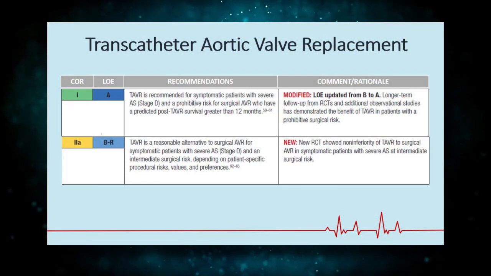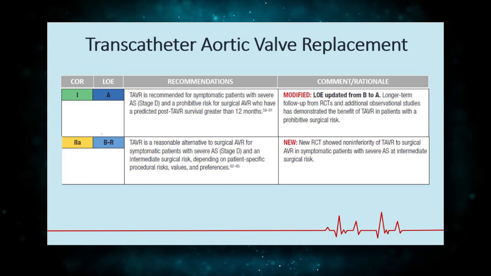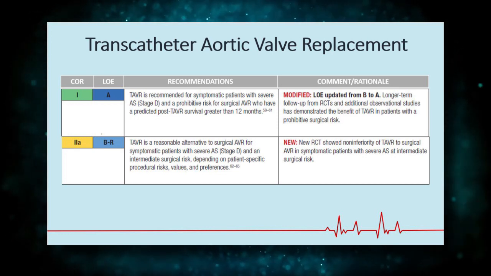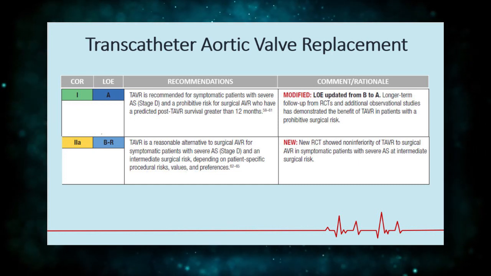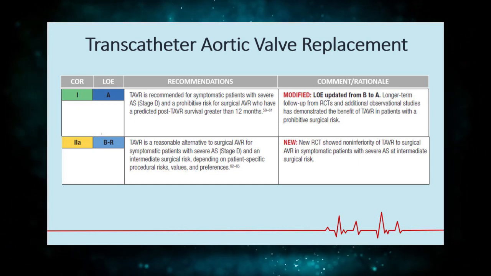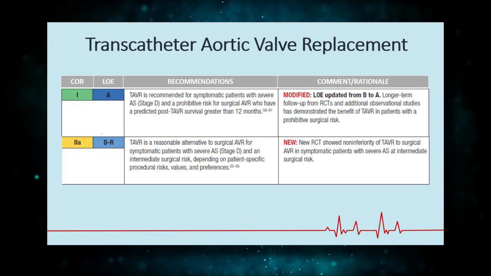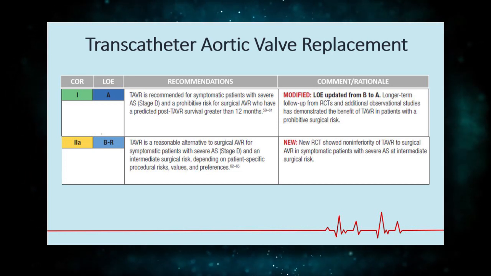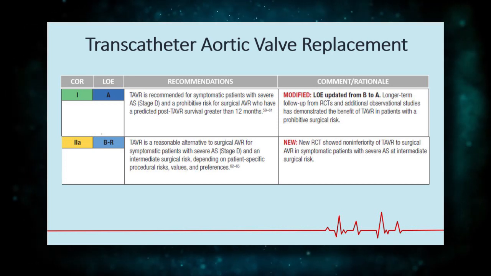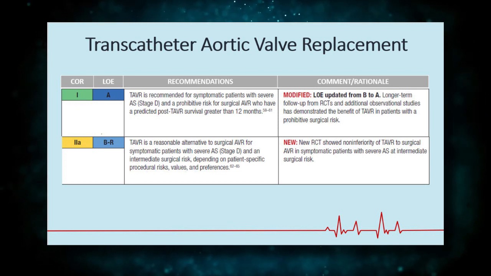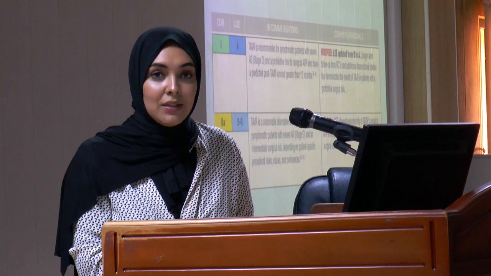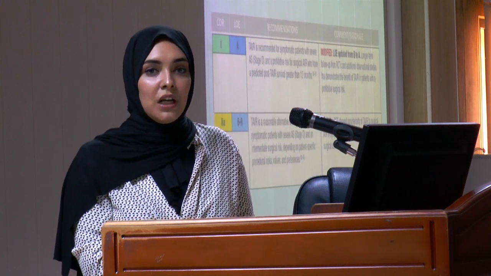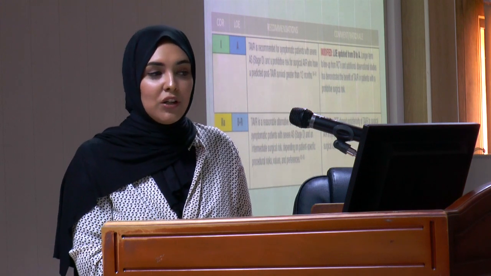Transcatheter aortic valve replacement is recommended for symptomatic patients who have a prohibitive risk for surgical AVR. The class of recommendation is class 1, and the level of evidence has been updated from B to A after randomized controlled studies and also additional observational studies. It's shown that there is a benefit for transcatheter aortic valve replacement in patients who were previously deemed inoperable. There was an improvement in patient symptoms and also a reduction in patient rehospitalization.